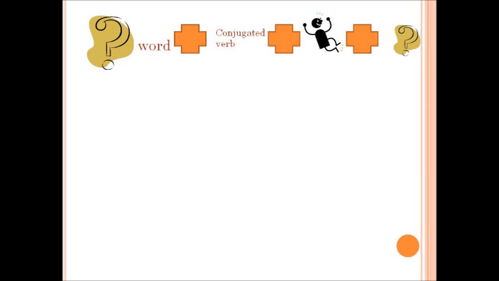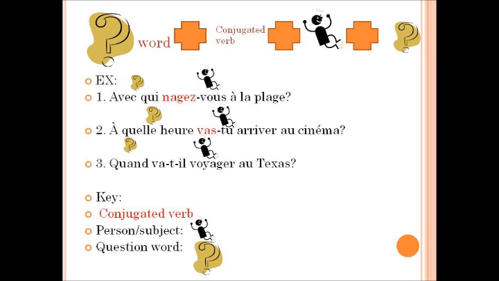Okay, here's your placement. You put your question word first, your conjugated verb second, your person or subject third, and then you put your question mark or a place, direct object, etc. Here are some examples. Avec qui nagez-vous à la plage? With whom are you swimming at the beach? À quelle heure vas-tu arriver au cinéma? At what time are you arriving at the movies?